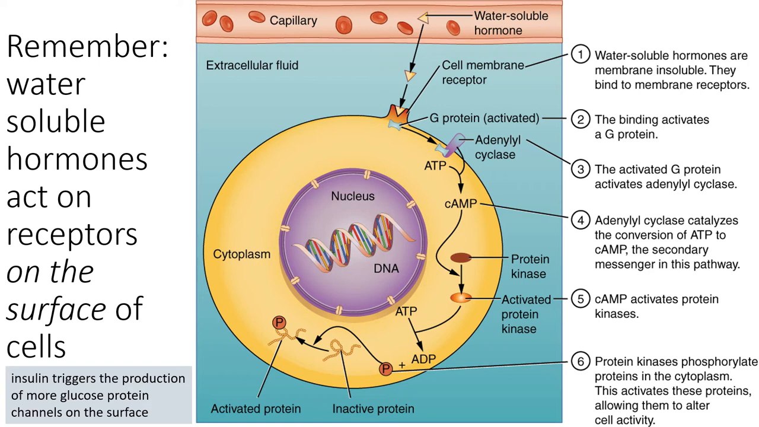So remember, water-soluble hormones act on receptors on the cell surface. This is just general, but insulin would be this water-soluble hormone floating in the blood, and it's going to bind to a receptor on the cell surface. That receptor for insulin specifically is going to generate more glucose protein channels to allow glucose to come into the cell. So while insulin binds to the outside surface of the target cells, it causes this chain reaction of events inside the cell. And for insulin specifically, it creates more glucose channels.